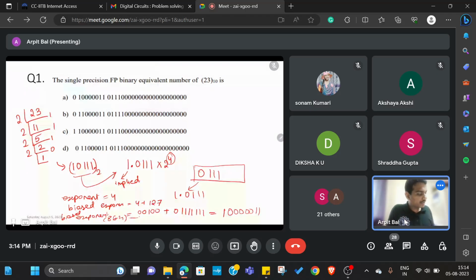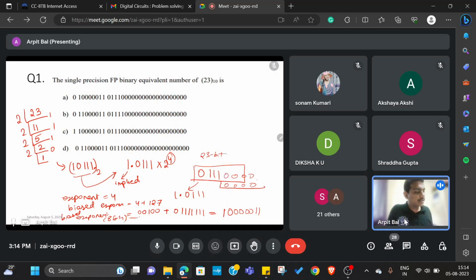Okay, and the significand is 0 1 1 1, and the rest you can append with zeros so as to satisfy the number of bits that should be present in the significand. For the single precision floating point representation by IEEE, it was 23 bits, right? So we already have 4 bits, so we need to append 23 minus 4, that is 19 zeros. Okay, you just append 19 zeros.